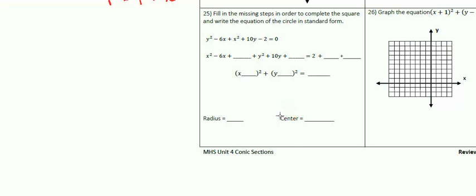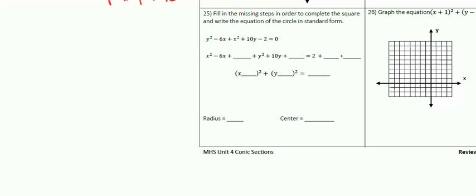For question number 25, it says, fill in the missing steps in order to complete the square and write the equation of the circle in standard form. So they give us a general form of a circle, and they're asking us to convert it to standard form. And we do that by completing the square. The nice part is they already set up the next step of the completing the square for us, and all we have to do is figure out what value goes in these blank spaces.